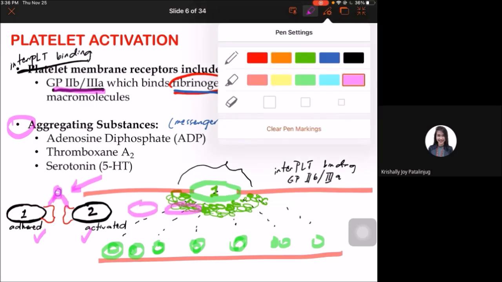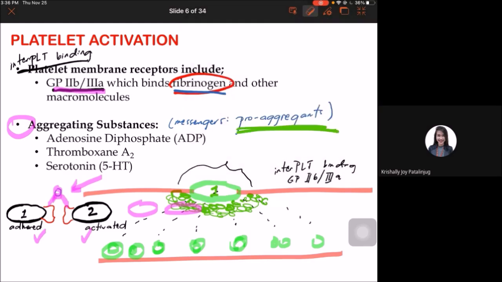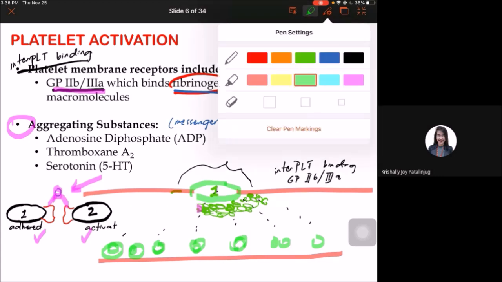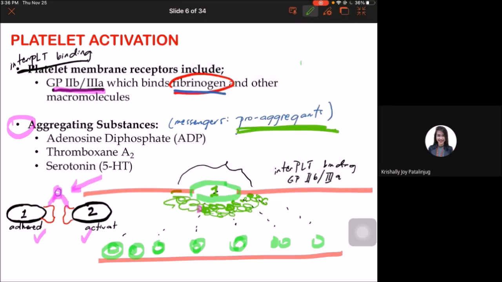Okay? So, 2B, 3A. Ang mag-connect nila nga bridge would be the fibrinogen. Okay? Ayan. So, yan yung interplatelet binding already. And that is already part of the third step, yung platelet aggregation. Aggregation.